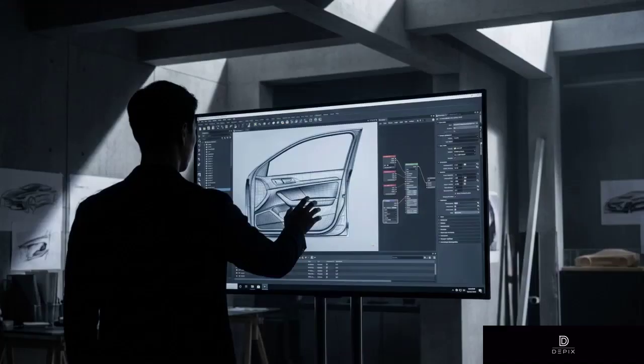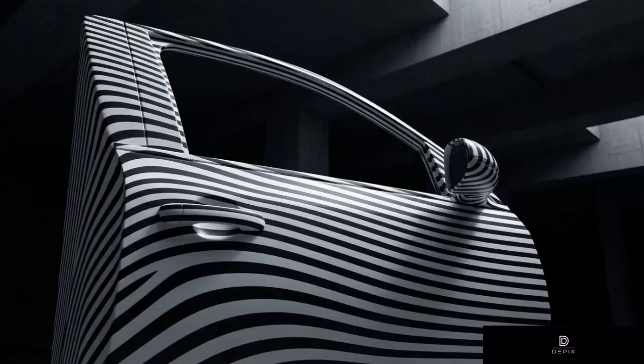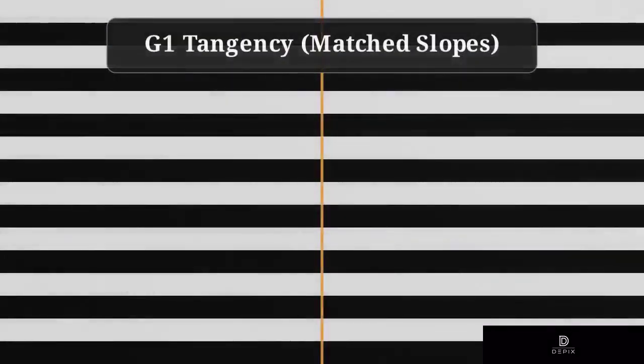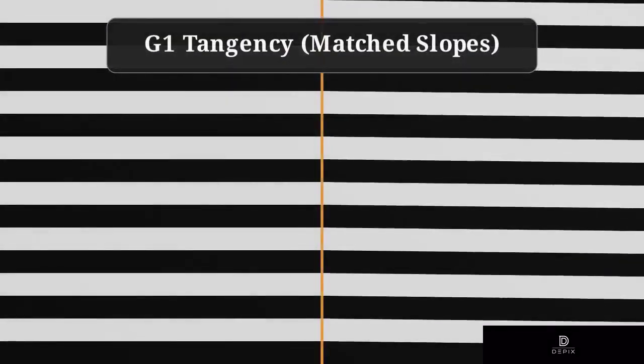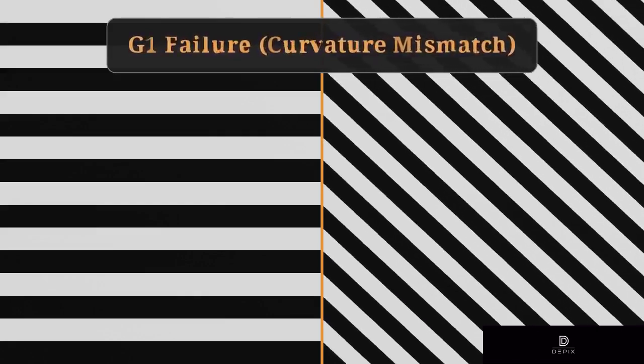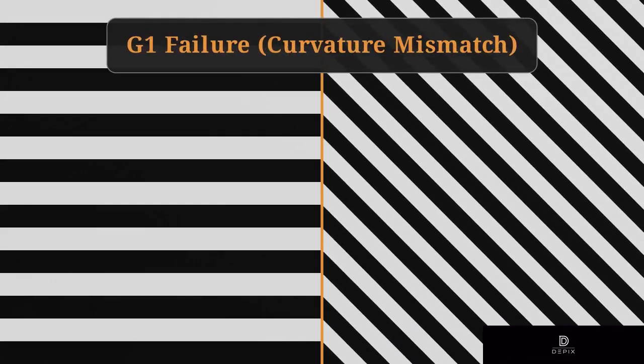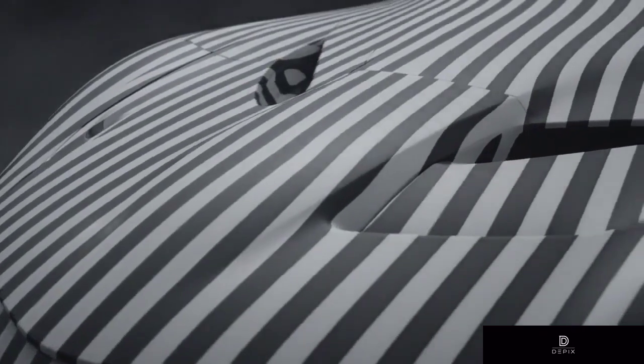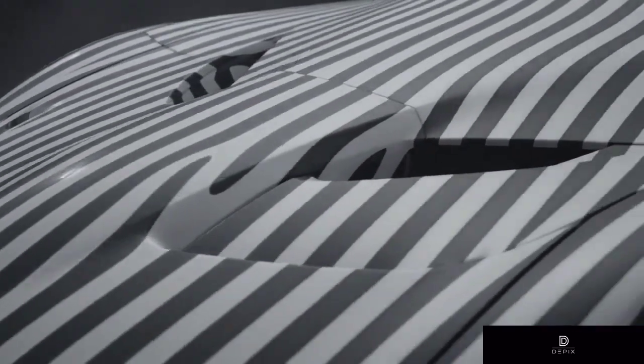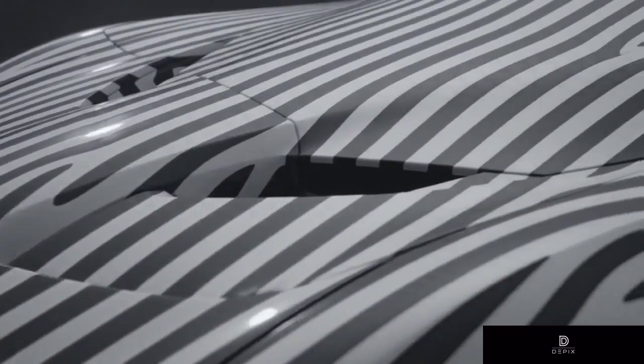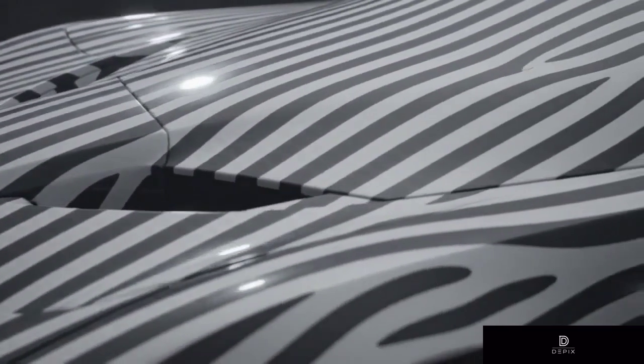Surfacing teams stress test these mathematical connections using zebra analysis. It is a simulated environment that projects harsh black and white stripes onto the 3D model to see exactly how light will behave. Under zebra analysis, a G1 connection fails instantly. The stripes might line up right at the seam, but they veer sharply away from each other the moment the underlying curve tightens. Only at G2 do those reflected stripes run continuously through the seam. The transition happens without a single kink or wobble in the optical pattern.